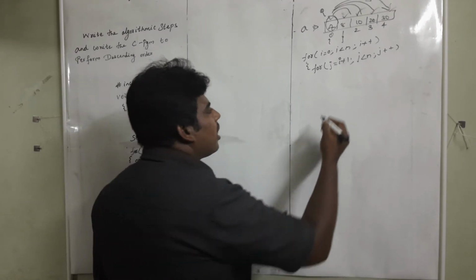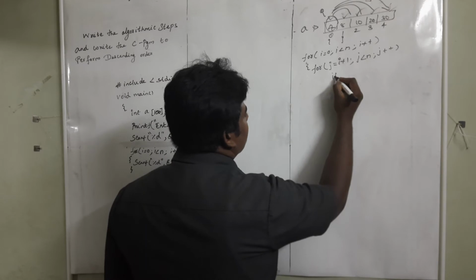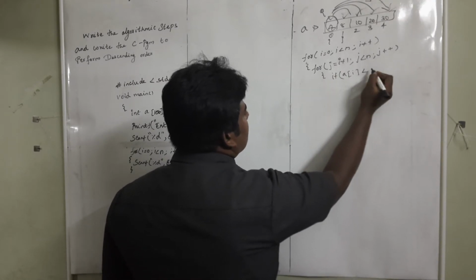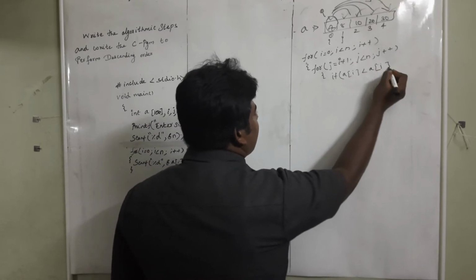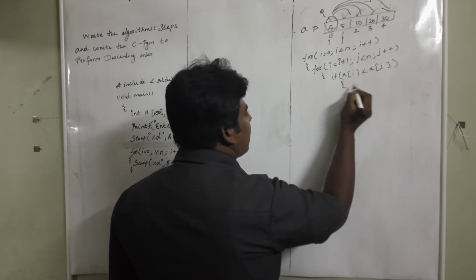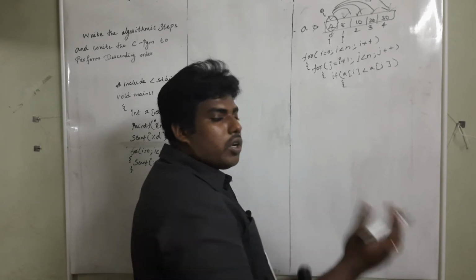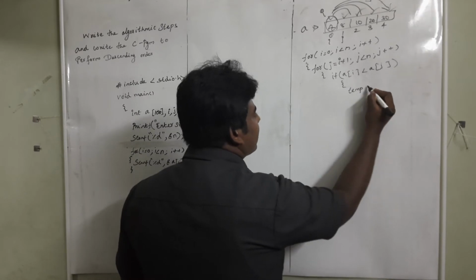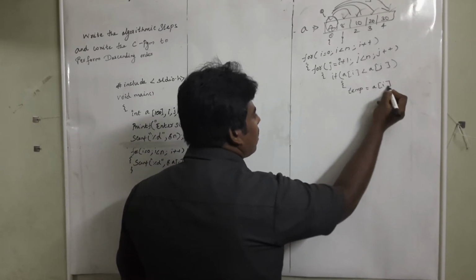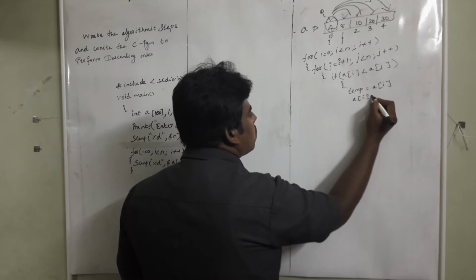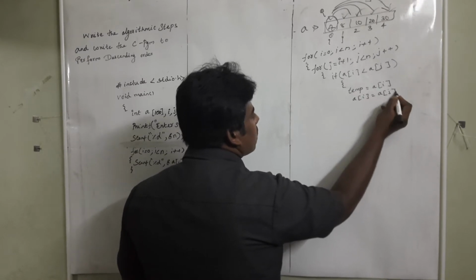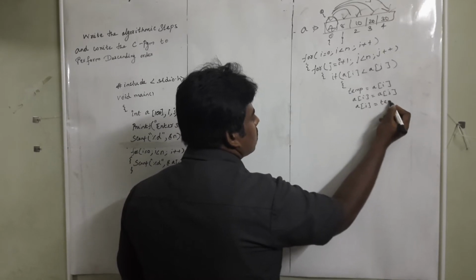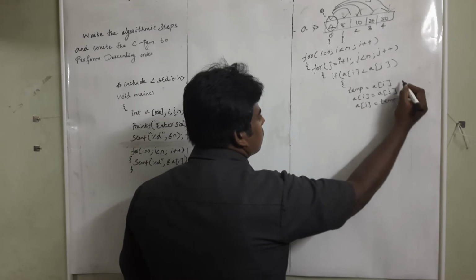Okay. Here I am going to check a condition. If a of I less than a of j, if this condition is there means I want to swap it, right? I am going to perform a swap. So I am going to use one variable called temp. Temp equal to a of I, then a of I equal to a of j, then a of j equal to temp. This is the logic of the program.